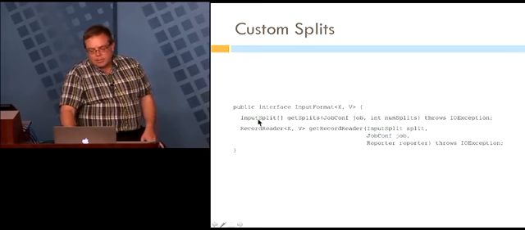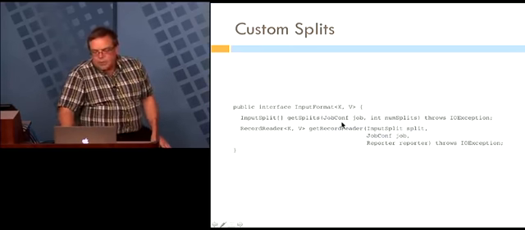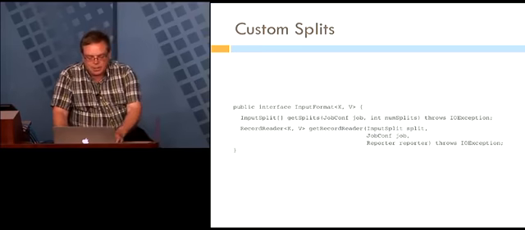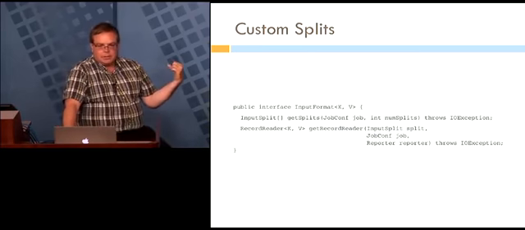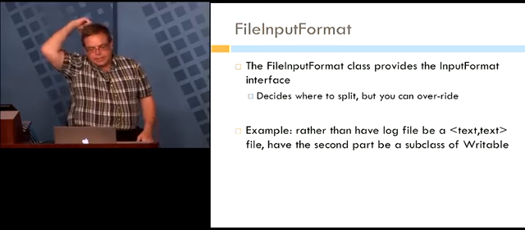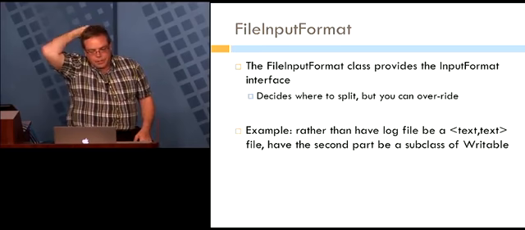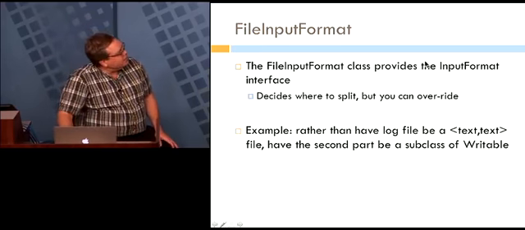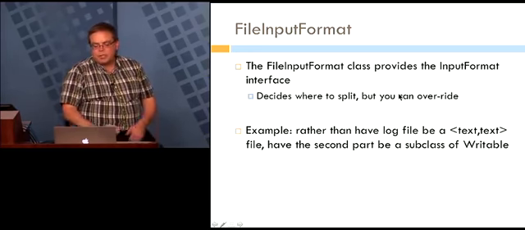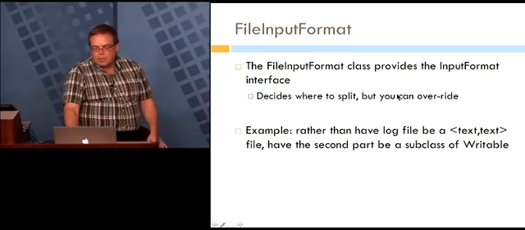So with the custom split, for example, you're being given a job and a number of splits that this is supposed to produce. And you can then basically read these things. That's what the record reader and input format classes are. And there are a pile of them in the examples for that. So the file input format provides the input format interface, and it decides where to split. You can override that if you want to.